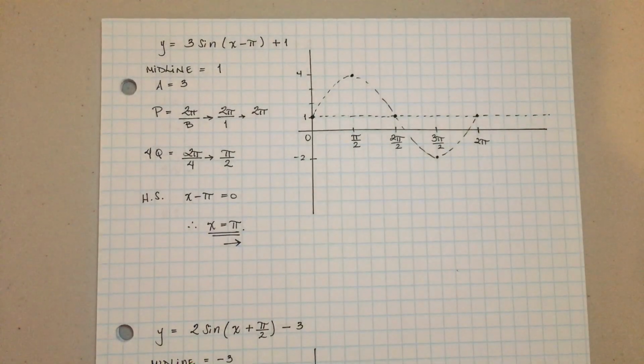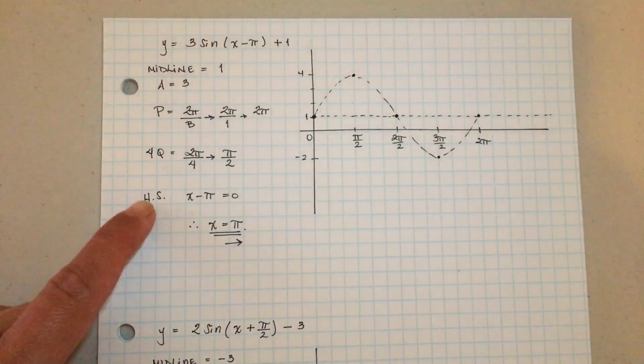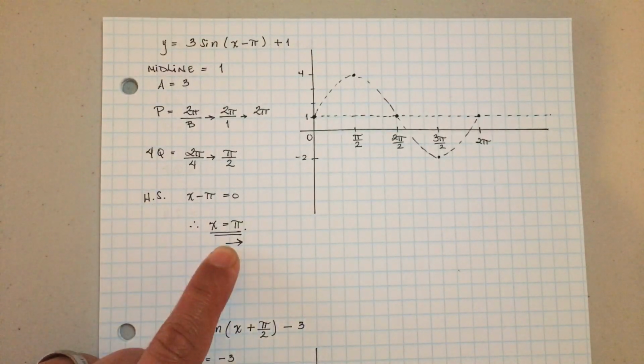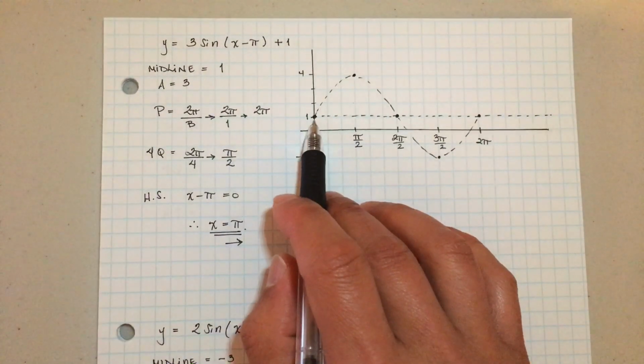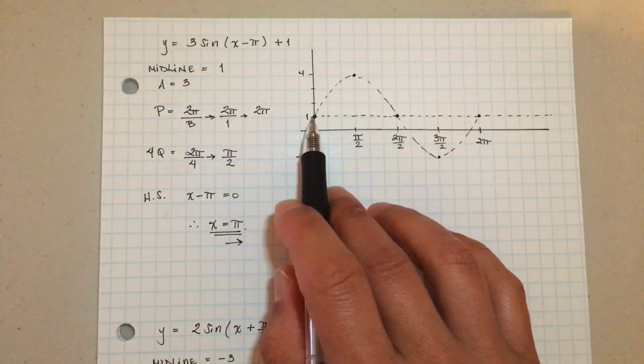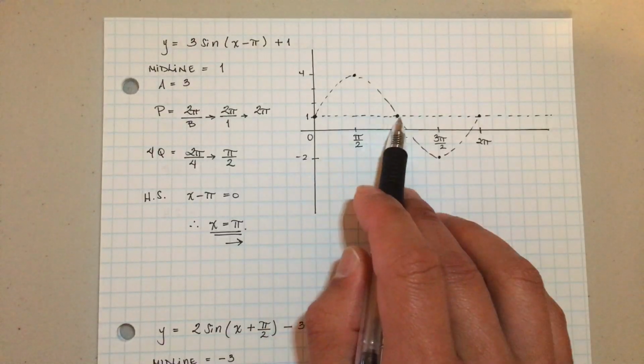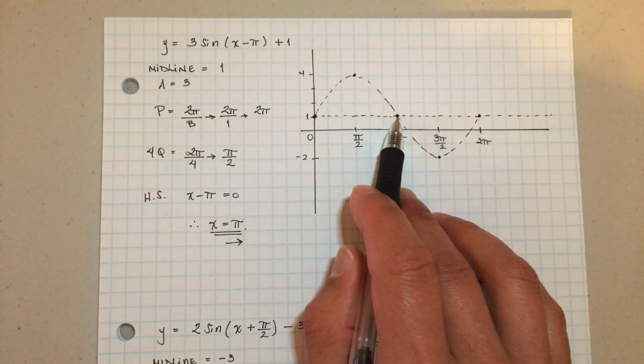Nice. There it is. The last thing I've got to do is my horizontal shift. Am I moving it left or right? In this case, I'm moving it to the right. How many? I'm moving it pi units. So this guy is going to move pi units, so that means from here, not to here, but all the way up to here. Okay, and that's what I'm doing for each.